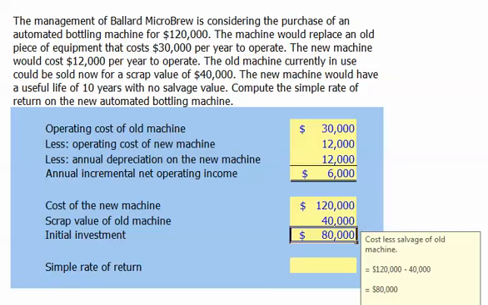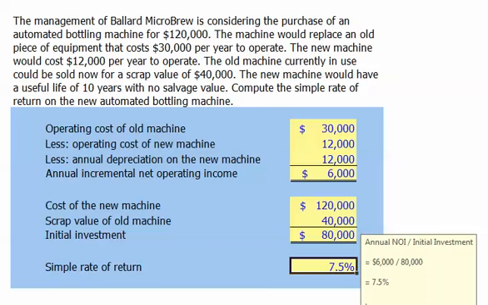Thus, the simple rate of return on our investment will be our $6,000 annual net operating income divided by our $80,000 initial investment, or 7.5%.